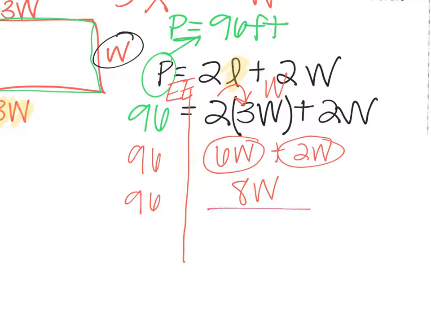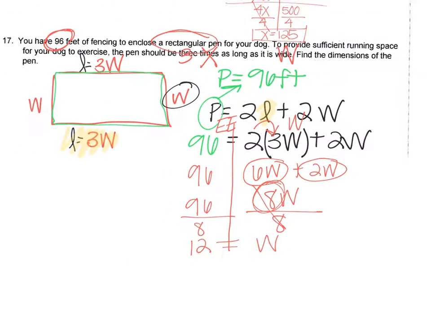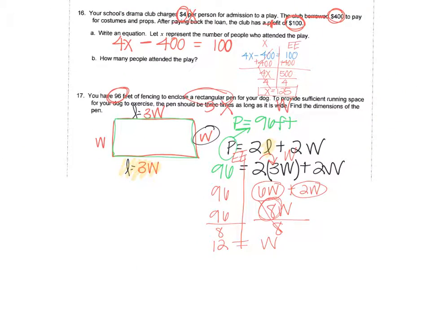So now I'm just dividing by the coefficient of 8 on both sides, and 96 divided by 8 is 12. So W equals 12. The width equals 12. Now that's not what our question was asking. Remember, our question asked, find the dimensions of the pen. Well, I got W. W equals 12 feet. There's 1, but I still need to find the length.